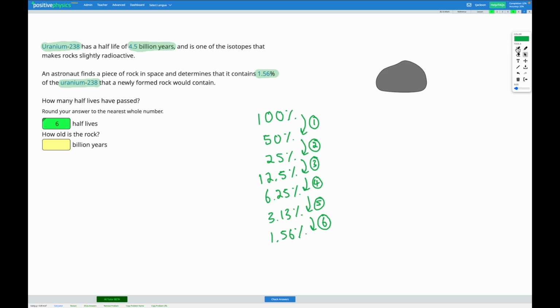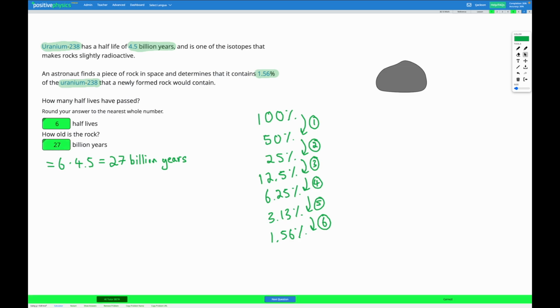So how old is the rock? Well, we know that 6 half-lives have passed, and the half-life is 4.5 billion years. So that gets us an age of 27 billion years. So we can go ahead and fill that in the answer box here. 27 billion years.